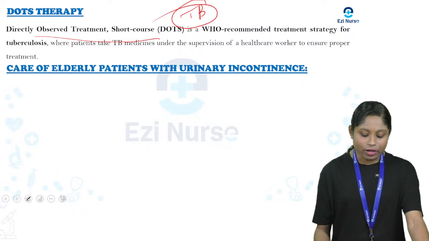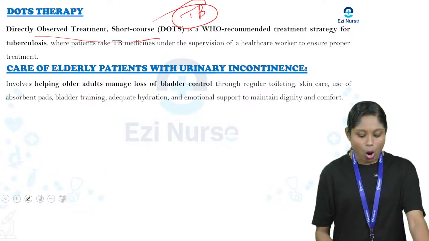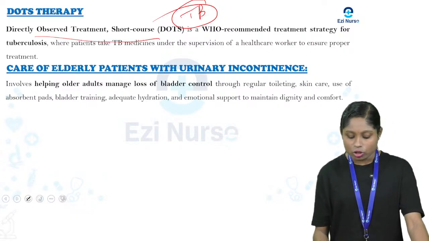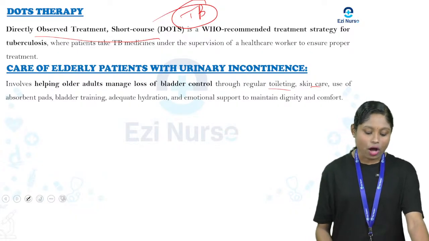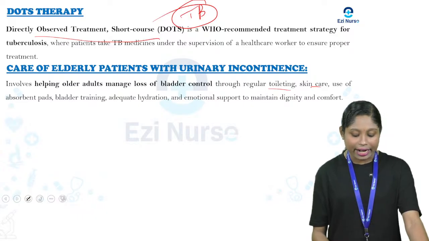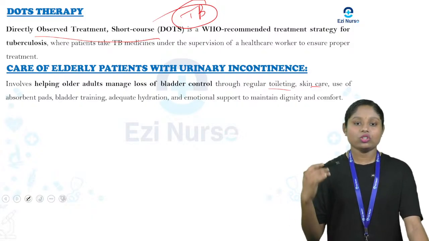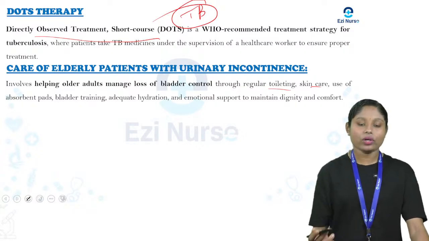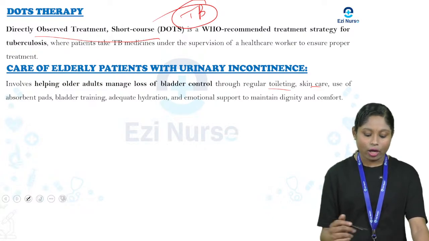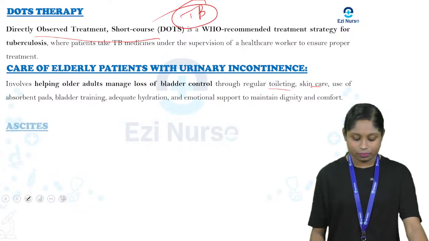Next we will see care of elderly patients with urinary incontinence. So how we will care for the patients involves helping older adults to manage loss of bladder control through regular toileting. So we need to teach them regular toileting, skin care, use of absorbent pads, bladder training, adequate hydration and emotional support to maintain dignity and comfort. So as a nurse, you need to teach them the toileting, you need to do the skin care, how to use the absorbent pads, bladder training should be done, adequate hydration should be maintained. So these are the care of elderly patients a nurse can do in the case of urinary incontinence.